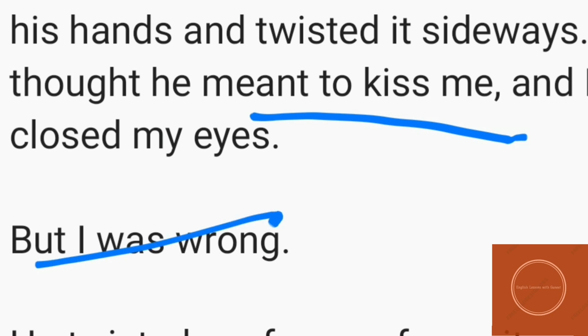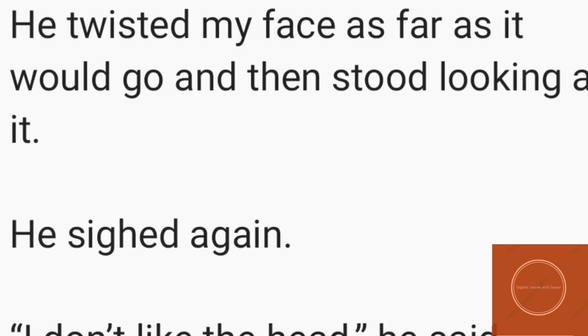"He twisted my face as far as it would go and then stood looking at it." It means the photographer was examining the man to see how a good photograph could be taken. He was examining his model properly. He twisted his face as far as he could, kept looking at it, and sighed again. He was disappointed, because he had a thought that the man was not good looking. So he said, "I don't like the head."